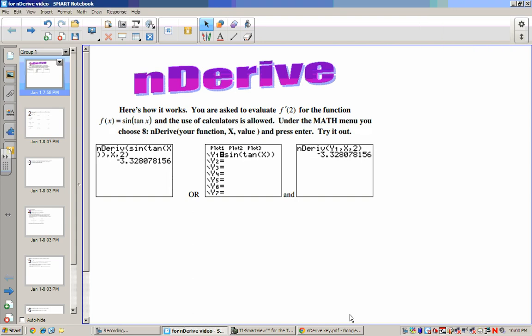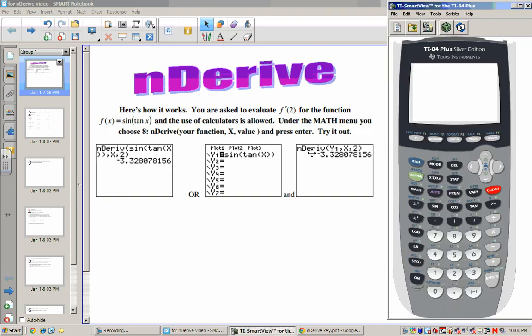In this video, we're going to be teaching you how to use a feature on your calculator, which is nDerive, which will find a derivative at a specific point. So I'm going to go through the steps that are also shown on your sheet. As you watch this video, you should have your graphing calculator out, and you should also have your nDerive worksheet in front of you so you can follow along. Feel free to pause at any time if you need to write things down.